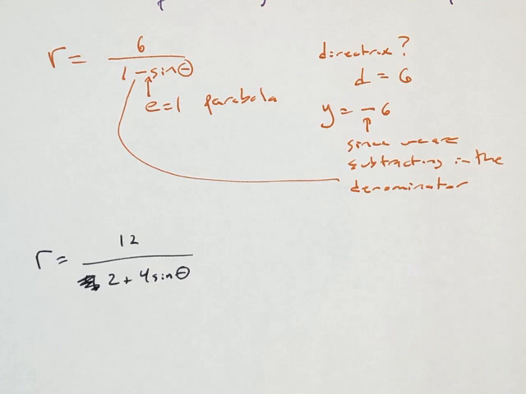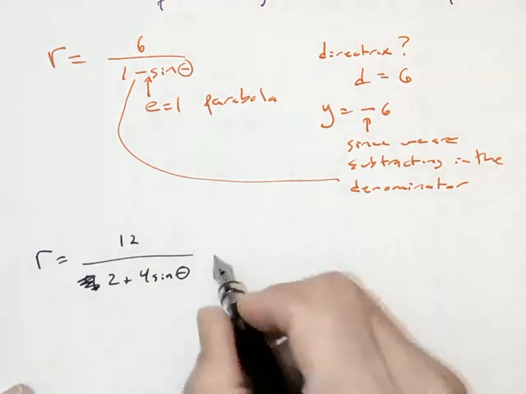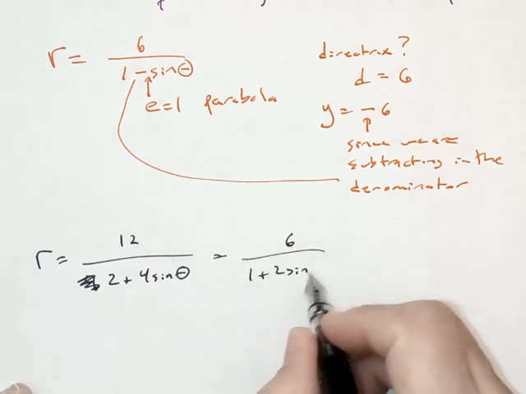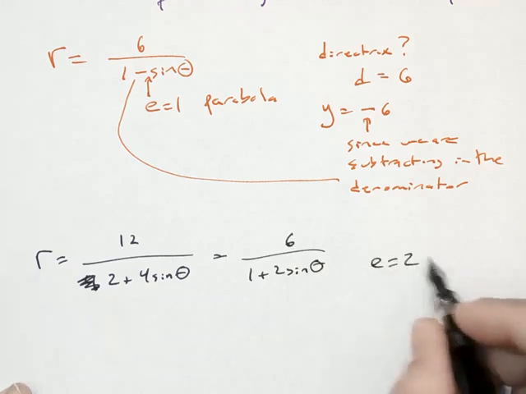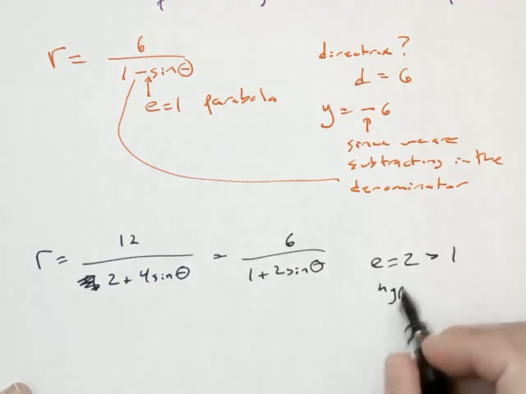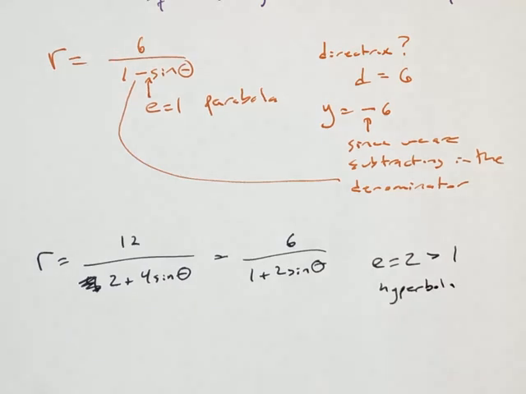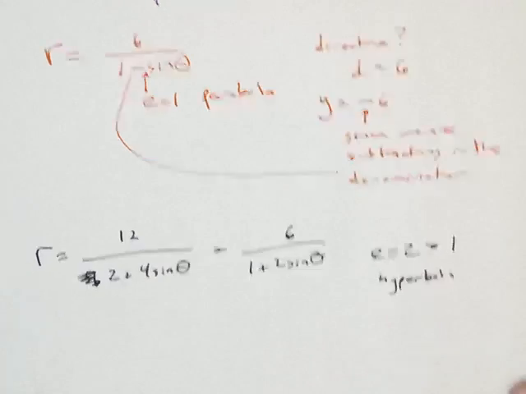A hyperbola. Because my eccentricity is... I have to divide out that 2. So I divide everything by 2. 6 over 1 plus 2 sine theta. My eccentricity is 2. That's bigger than 1. Hyperbola. If I graph this in my graphing calculator, you will notice that my calculator is stupid.